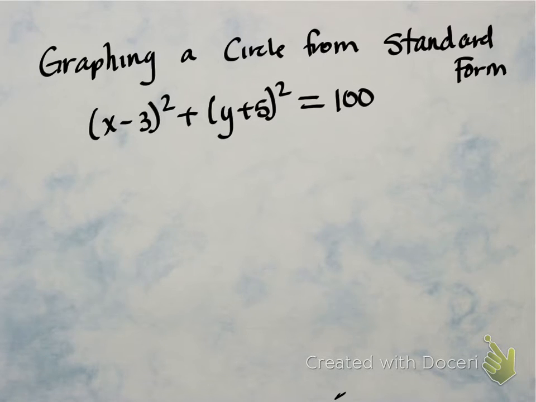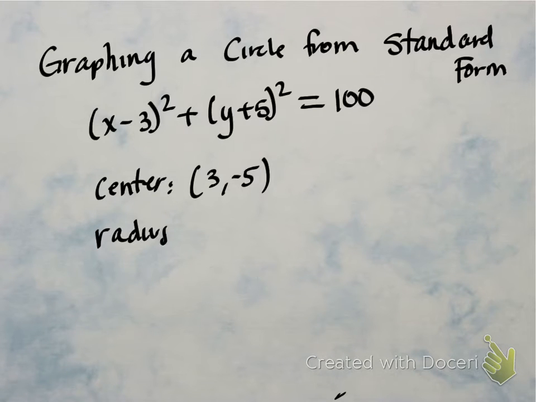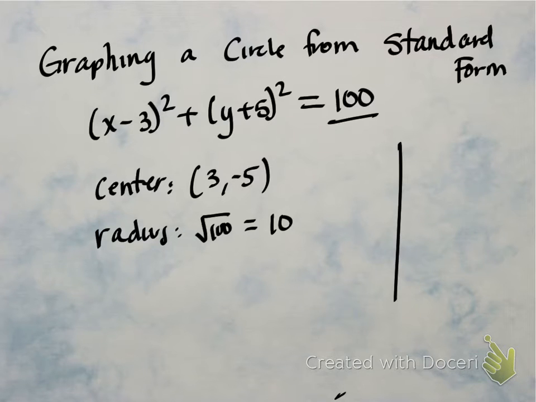So for instance, for this problem, we would say the center is at 3, -5, and the radius is the square root of the number on the right side of the equal sign, which in this case would be 10. So we're going to plot this point here. We go 3, -5, put a dot there, and then count 10 in this direction, so that's back to 0, then 5, 6, 7, 8, 9, 10, and then we put a circle here.